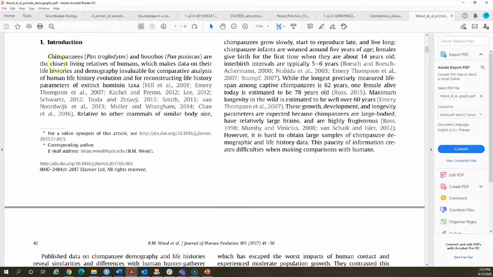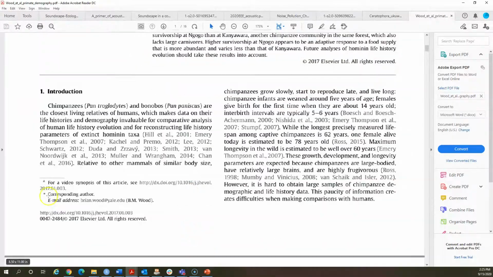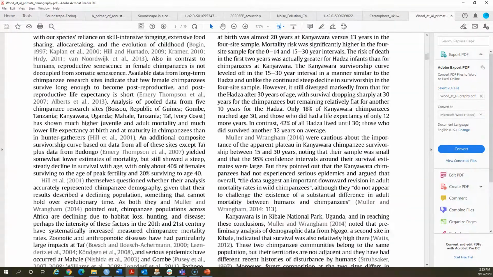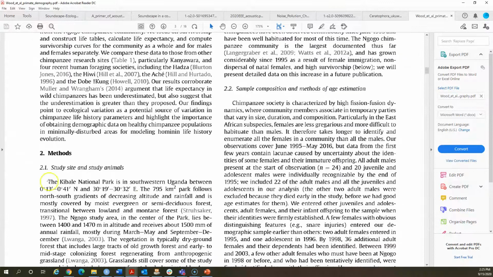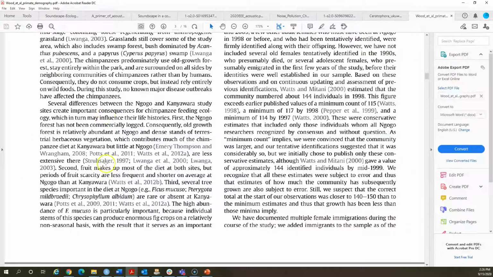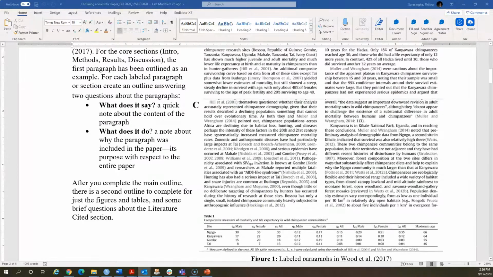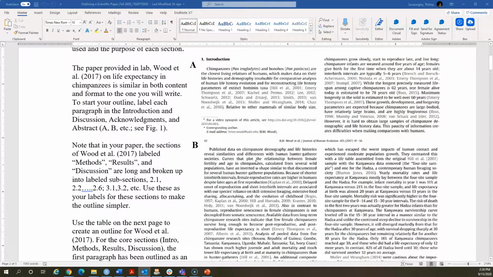So for the abstract, there is only one paragraph, right? So it's just A, right? So you go A, B, and then when you finish introduction, you start labeling here again A, B, like that. So within each section of intro, methods, results, discussion, literature cited, acknowledgement, in all of those sections, label each paragraph from A.